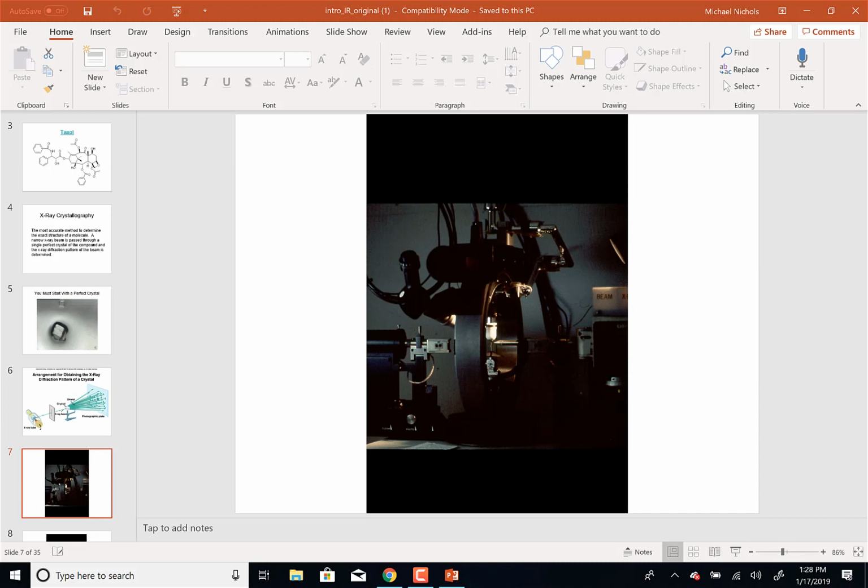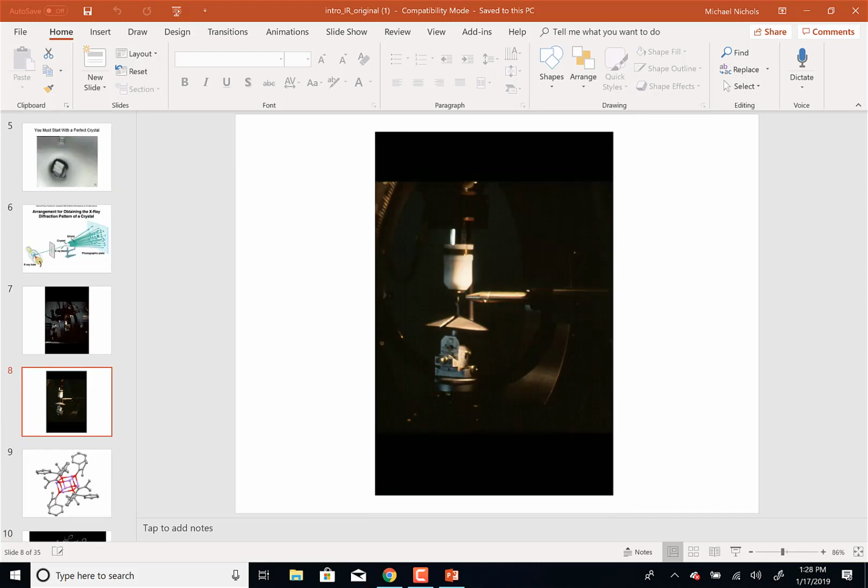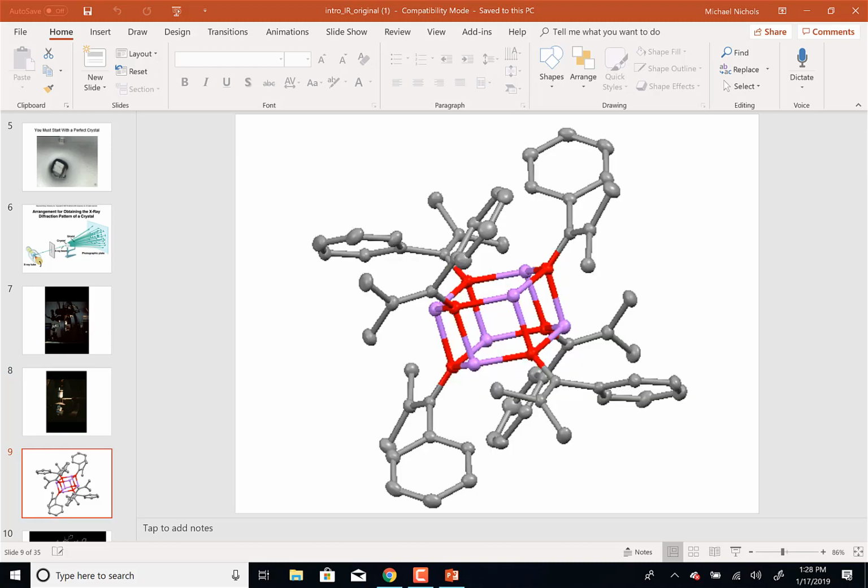So at the end of this, there's a small fiber, sort of like a melting point capillary. That's where you put your little tiny crystal. And then that instrument does the analysis. So you can kind of see that's where the crystal would go. On the right, that's where the beam of the X-ray comes out. And so you get a structure like this.